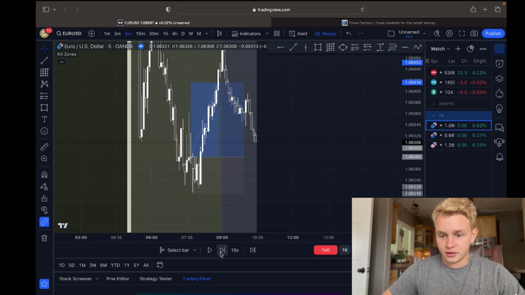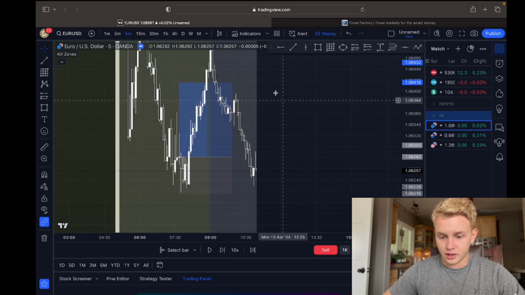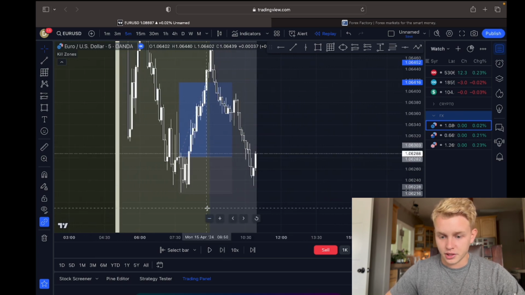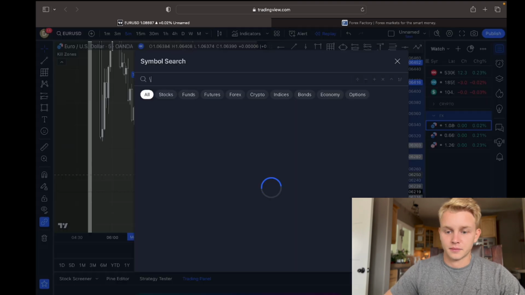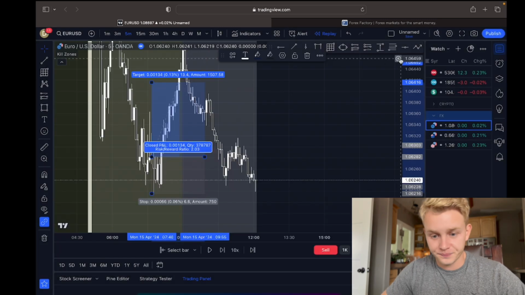I would probably be canceling this trade just because it's after our session. I don't want to take any trades after 9 o'clock. And that's why you do it anyways, because we get stepped out. So another missed trade opportunity.